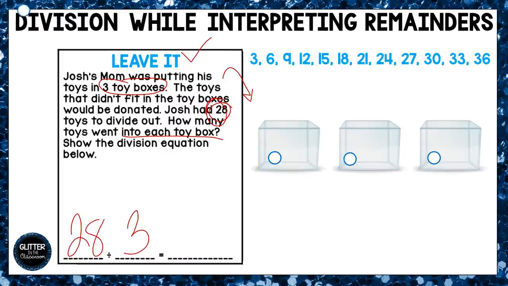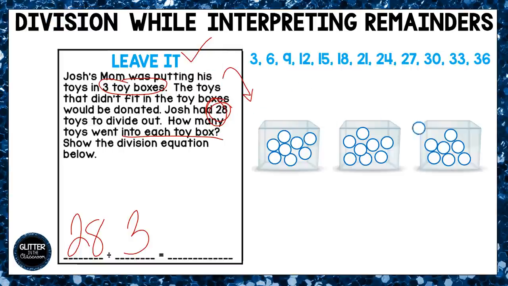Now I'm going to divide the 28 toys into these toy boxes. And I'll say one for this group, one for this group, one for this group, one for this group, one for this group, one for this group, until I'm done with all 28. Now, as you can see, my boxes are even. And all 28 are going to be divided out, but right now, each box has 9, 9, and 9. They're even. But I have one toy that would make my boxes uneven. And this is my leftover toy. This is my remainder.